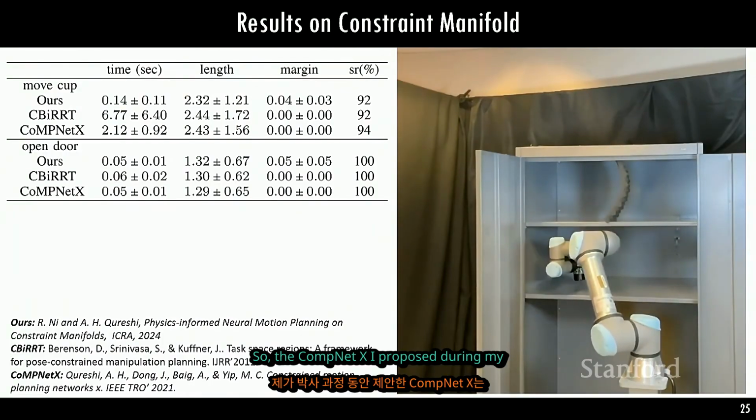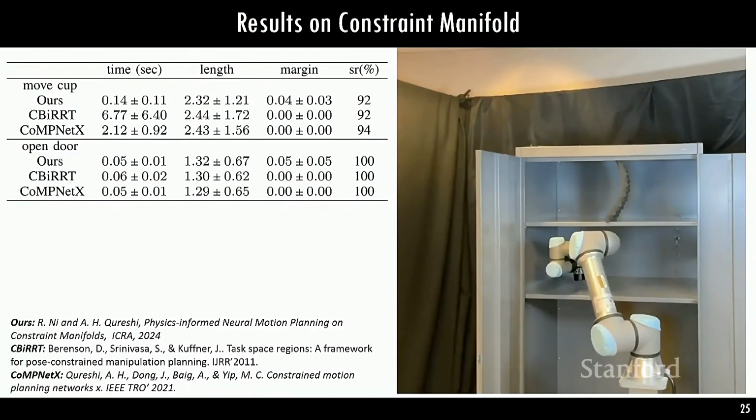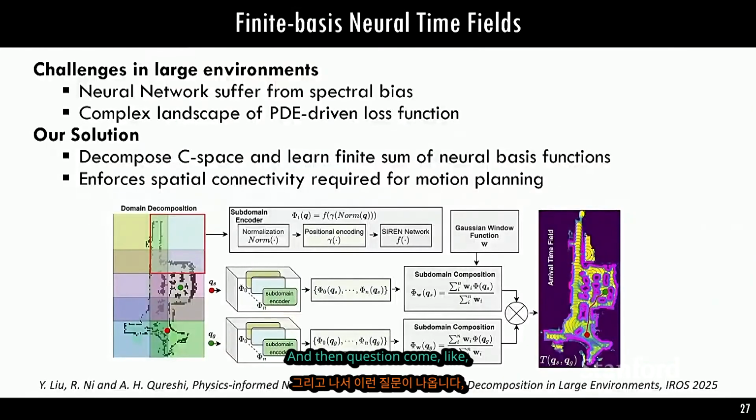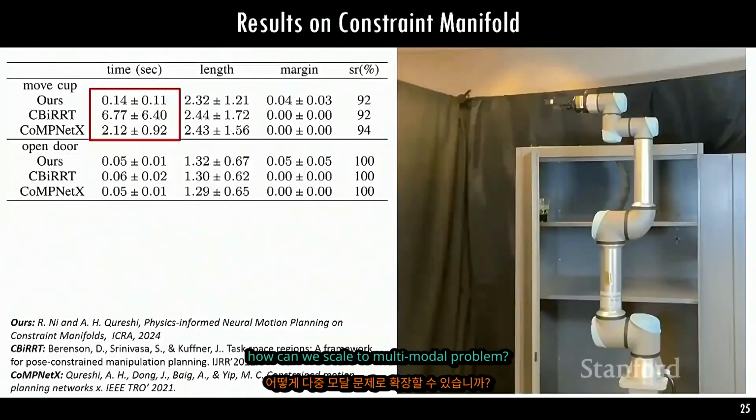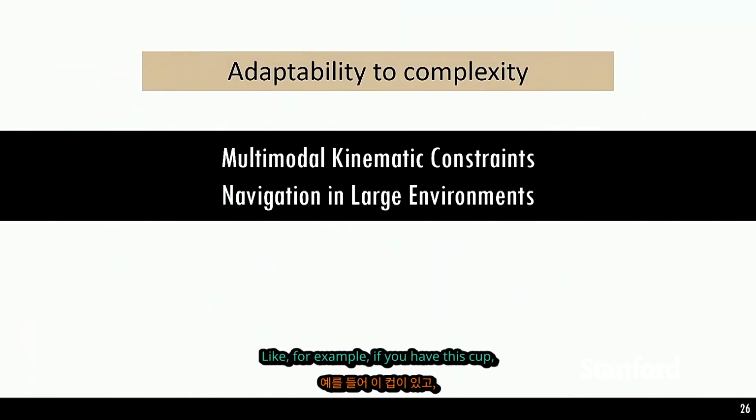CompNetX I proposed during my PhD to solve these manipulation problems, but you have to gather data using some RRT or classical planner to train that model. And then the question comes: how can we scale to multimodal problems? For example, if you have this cup, you are moving it keeping it upright, then you are tilting. These are two different constraints.